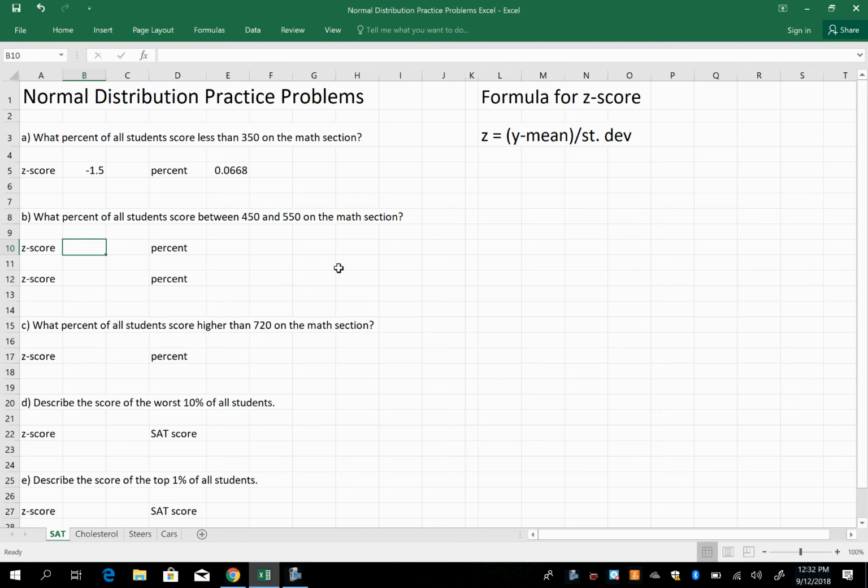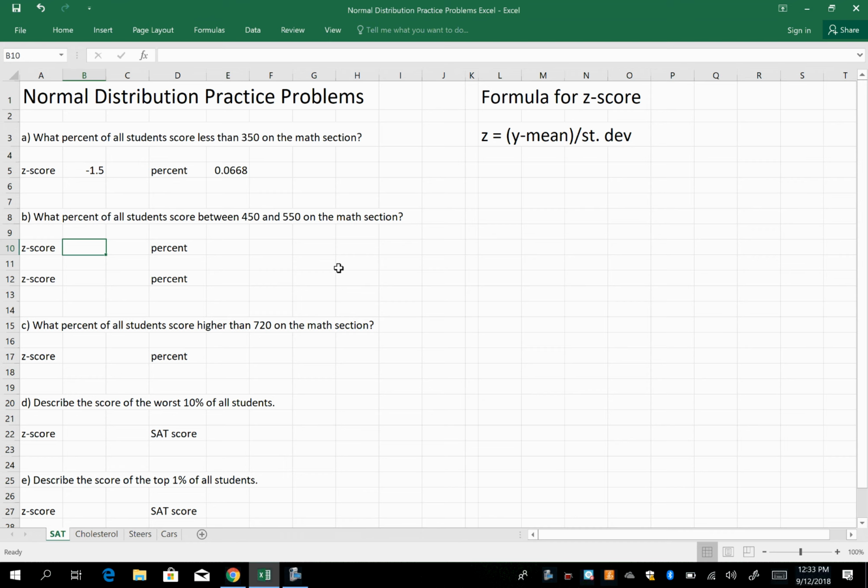What percent of all students score between 450 and 550 on the math section? What do you think I'm going to do first? What word am I looking for? We already know it's normal. All these are normal. What word am I looking for?